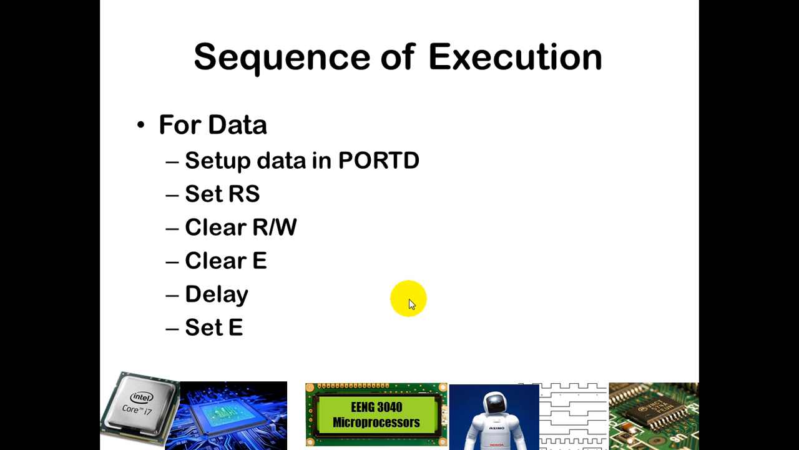Similarly, for data, you're going to put whatever data you need to write out to the panel in port D, and then in this case you're going to set the RS. That indicates it's data, not an instruction, and then the remainder of the way you execute code is exactly the same as with an instruction.